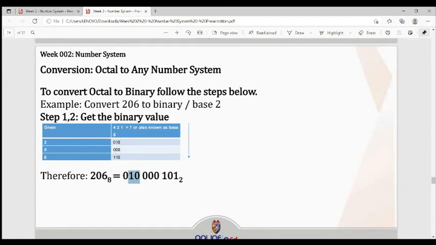Then, 0, 0, 0, ito yon. And then, we have 1, 1, 0. So, I think this is a correction. Should be 1, 1, 0. So, the answer is 0, 1, 0, 0, 0, 0, 1, 1, 0 base of 2. So, that is the conversion of 206 base of 8 into binary.